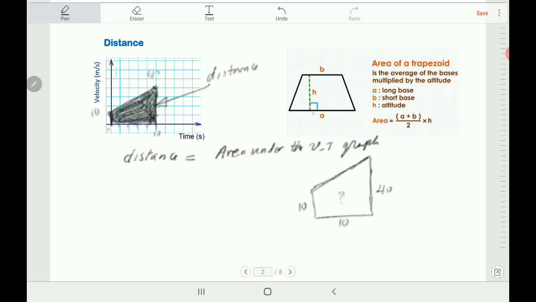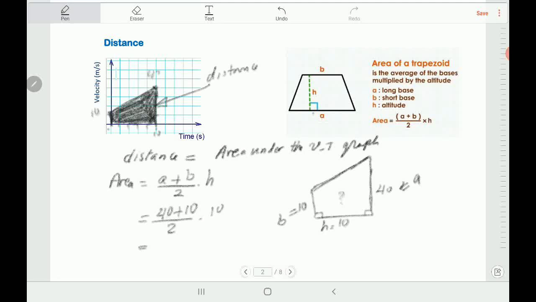In our example, let me just write the rule. The area of the trapezium is equal to A plus B over 2 times H, the height. A is the long base, which is equal to 40, right? So that's our A. And that is our B, the short base, and that's our height. It's perpendicular, okay? So when you substitute, A is equal to 40, and B is equal to 10, over 2, multiplied by H, the height, which is equal to 10.